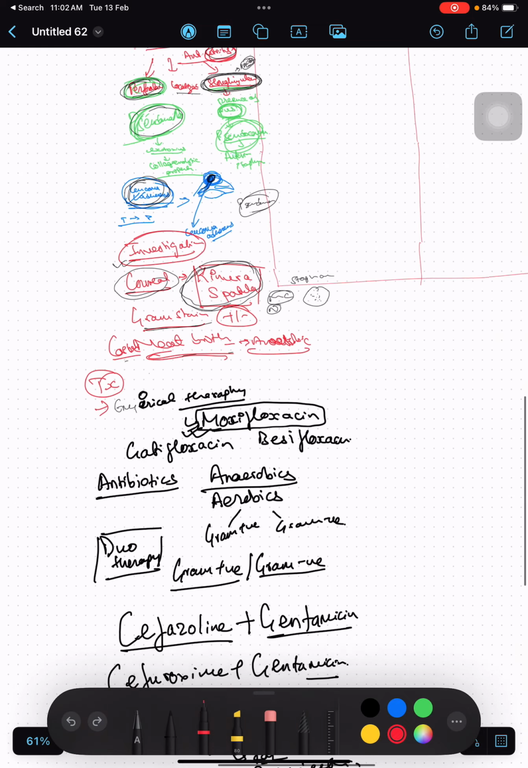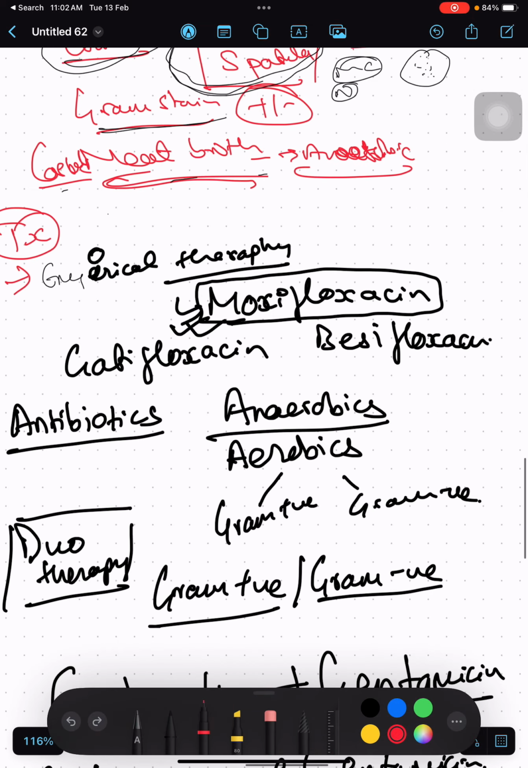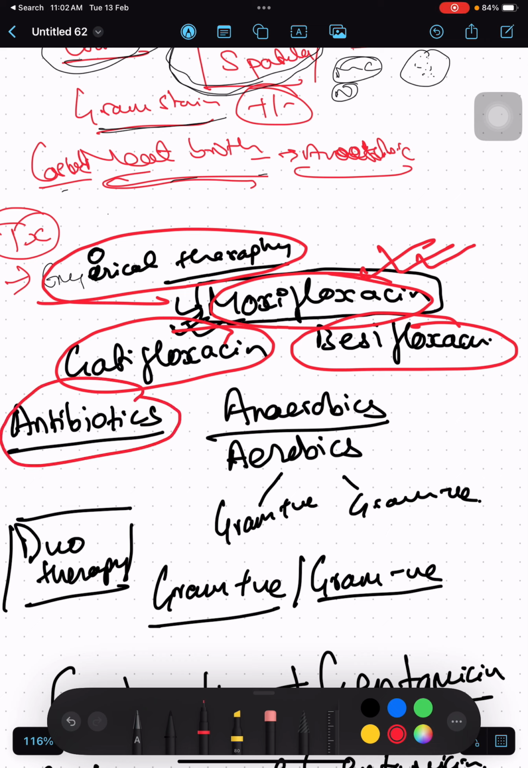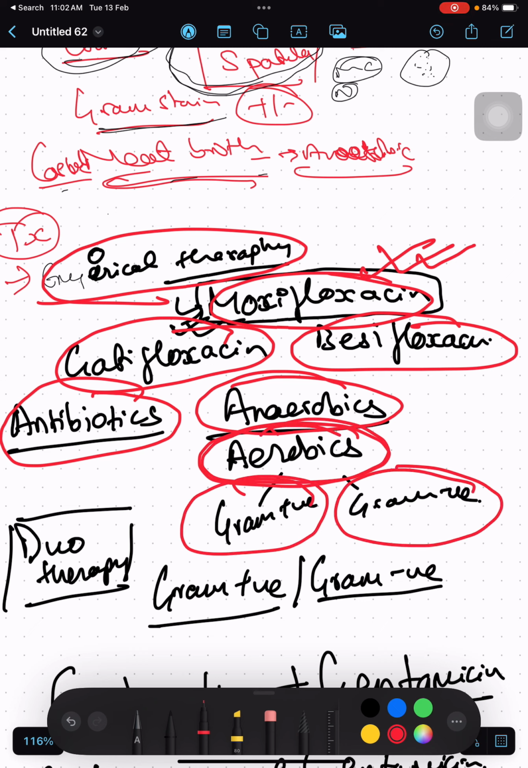Okay, so I think you're clear on this. So we are always talking about the empirical therapy. In the empirical therapy, moxifloxacin, gatifloxacin, ofloxacin, but the most preferred is moxifloxacin. In the antibiotics, we can always choose for anaerobics and aerobics. For aerobics, whether it's gram positive or gram negative, this is all on the basis of your culture.